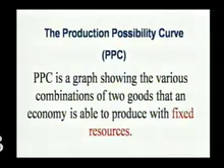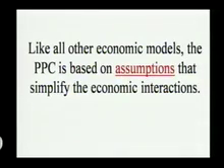Like any other economic model, the PPC or production possibility curve is based on assumptions that simplify the economic interaction. Whether we use it in health economics or agriculture economics or urban economics, in economics we use a lot of models. But before we use a model, we have a set of assumptions without which it is very difficult to apply it. What are these assumptions with regard to the PPC?